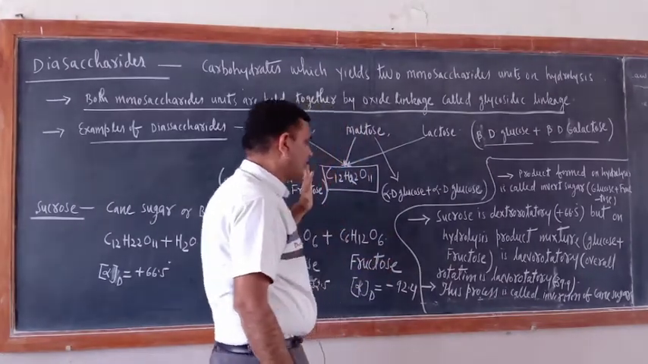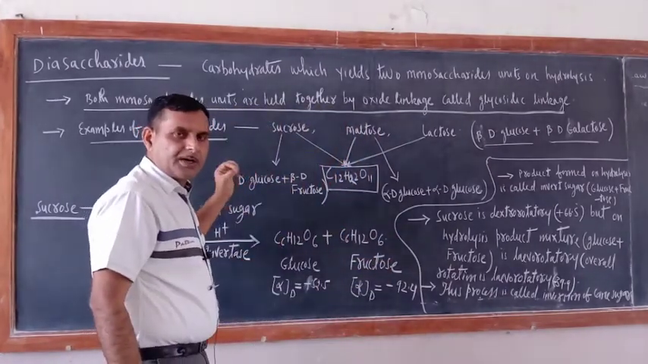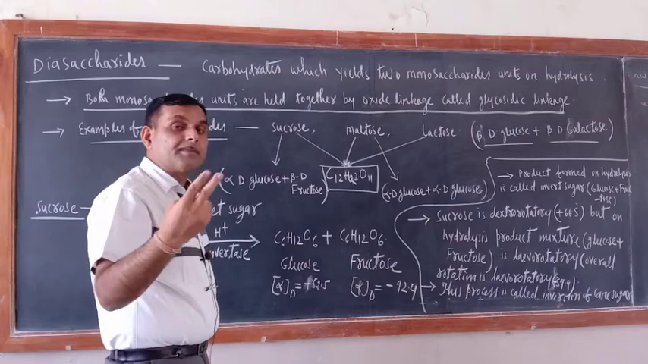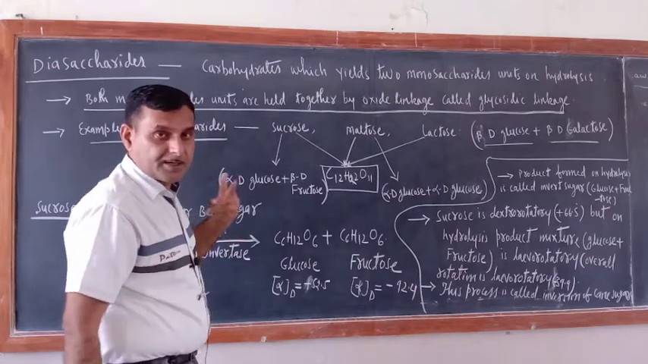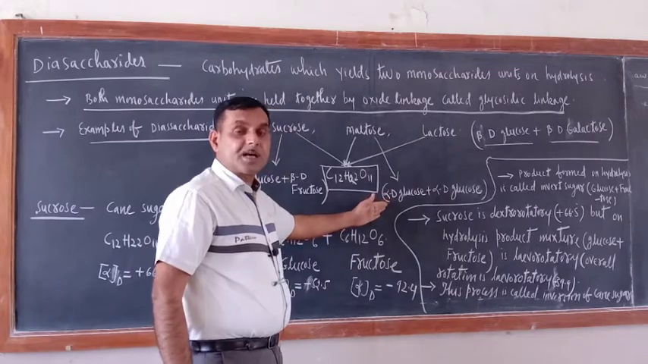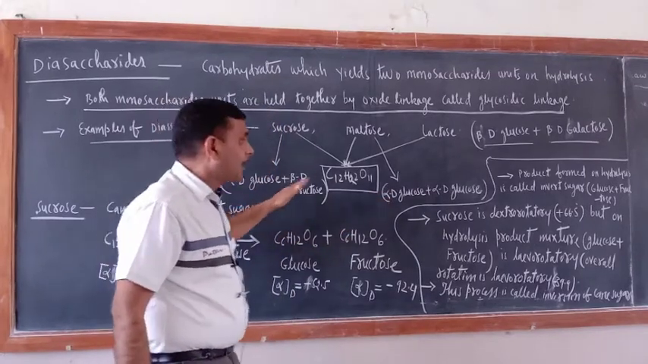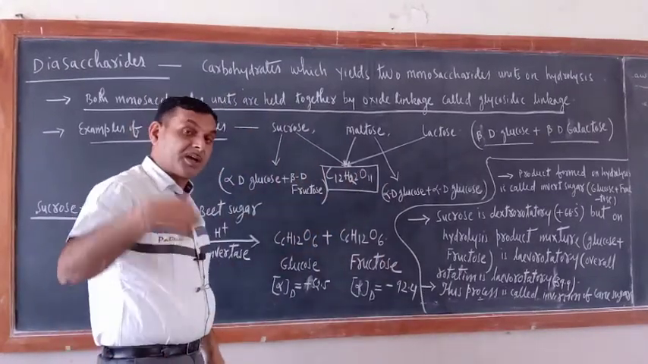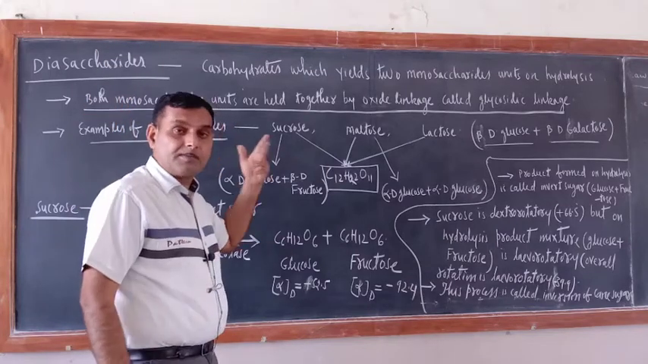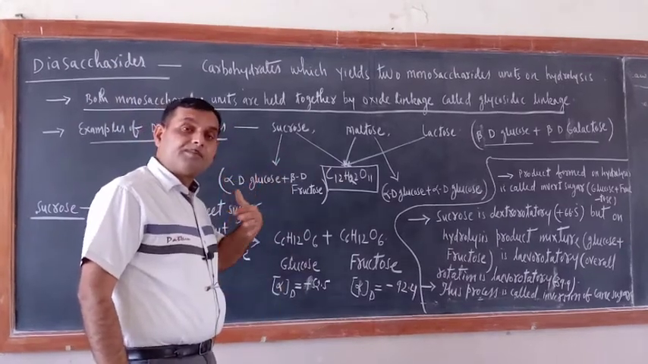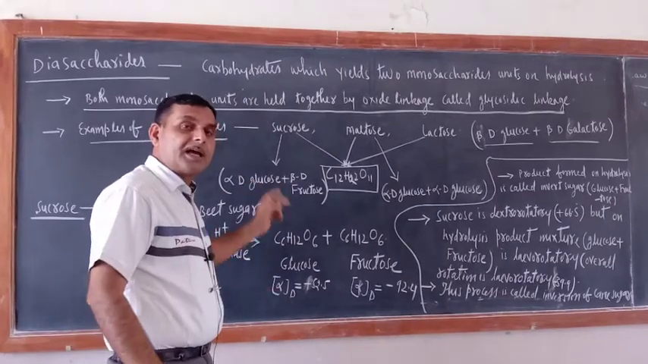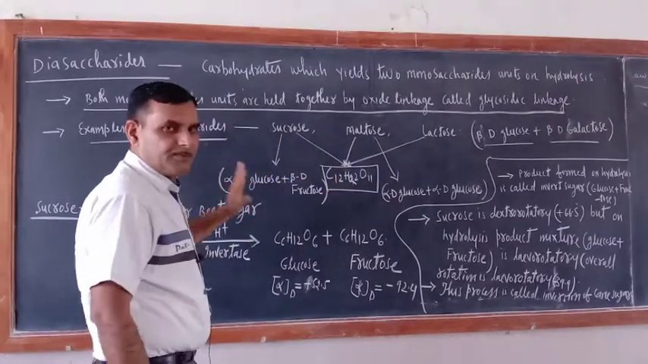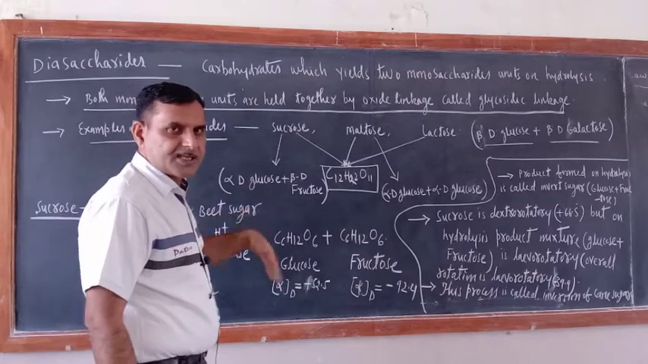Are you getting my point or not? One conclusion we can draw here: in a disaccharide, the monosaccharide units may be the same or may be different. Like in maltose, the monosaccharide units are the same, but in sucrose and lactose, they are different. Polysaccharides will also be made up of monosaccharide units, but they will have many more units, while a disaccharide has only two. So first we will discuss disaccharides, and afterwards polysaccharides.